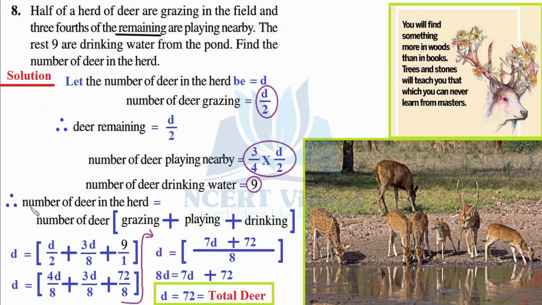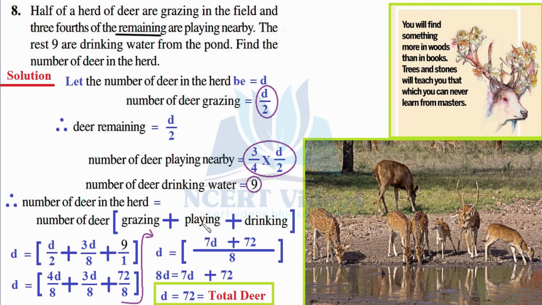On the left hand side, the number of deer in the herd, we have assumed to be small letter d. So we wrote small letter d. This equal sign as it is. Now the bracket starts. How many of them are grazing? Well, we have already found them in terms of d. It is d over 2. So we wrote d over 2. This plus as it is.